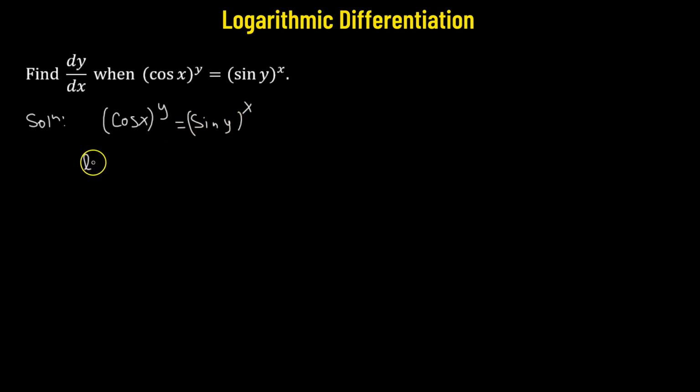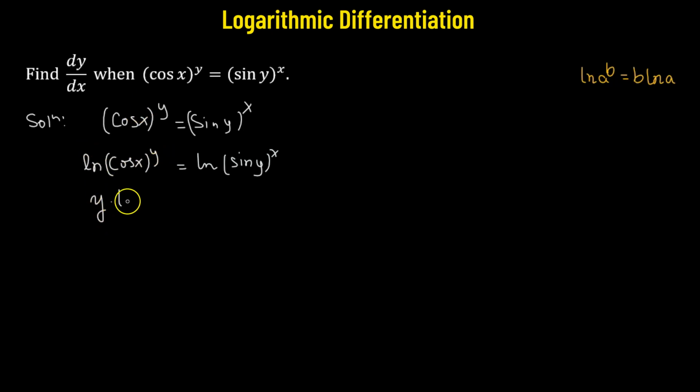What we'll do is take the natural log on both sides, such that we have natural log of cosine of x raised to the power of y equals natural log of sine of y raised to the power of x. Here we can use a property of logarithm that states that log of a raised to the power of b is given by b times natural log of a. With this, we can bring the y and multiply it to log of cosine x, so we have y times log of cosine of x. Similarly, for the right hand side, we have x multiplied to log of sine y.